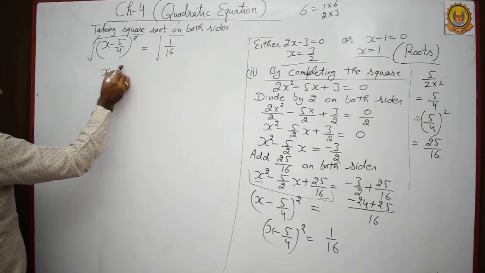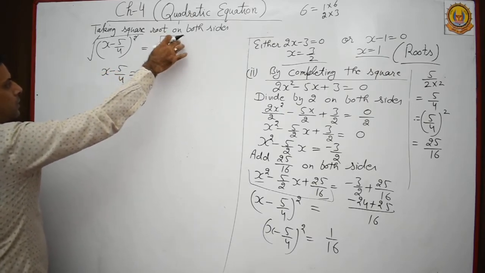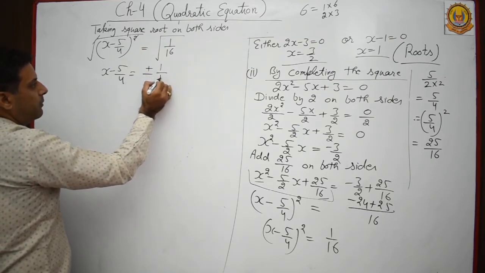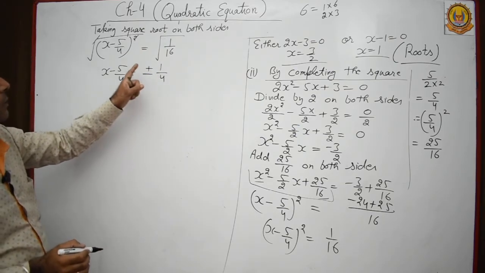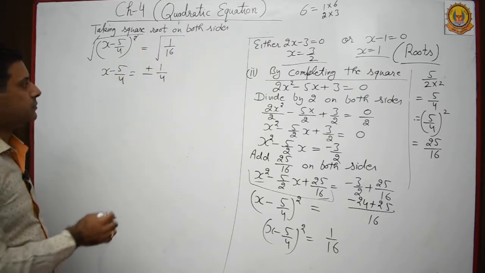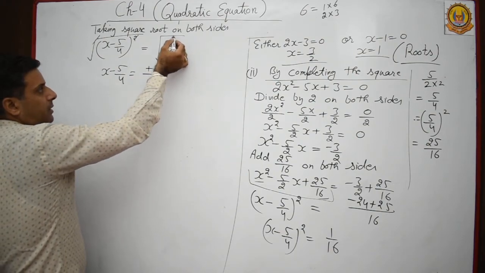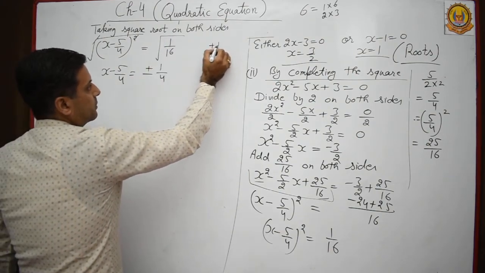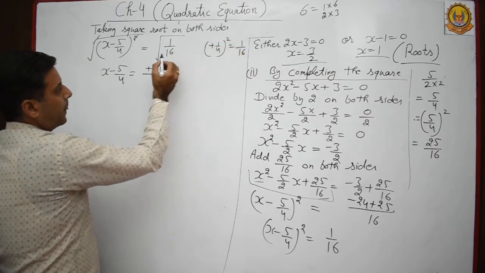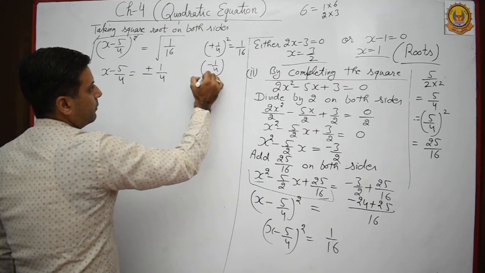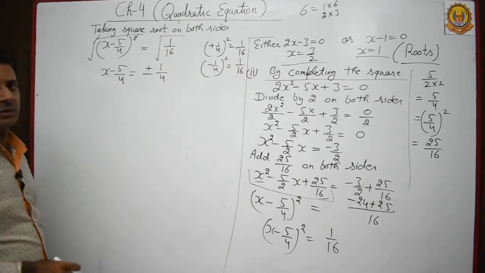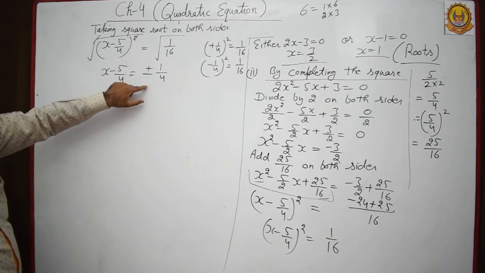So x minus 5/4 is equal to, what is the square root of 1/16? That is plus minus 1/4. You have to always write plus minus when you are removing the square root. Why? Because if I square plus 1/4, I will get plus 1/16. If I square minus 1/4, I will get plus 1/16. So that's why you have to write both plus and minus.